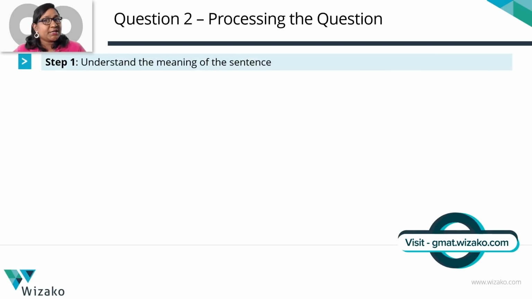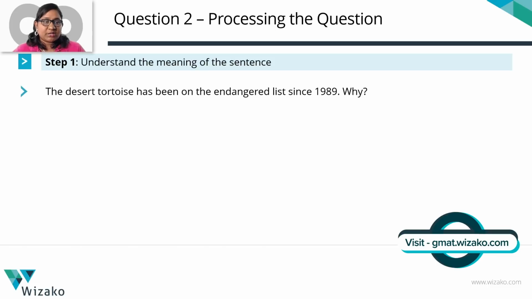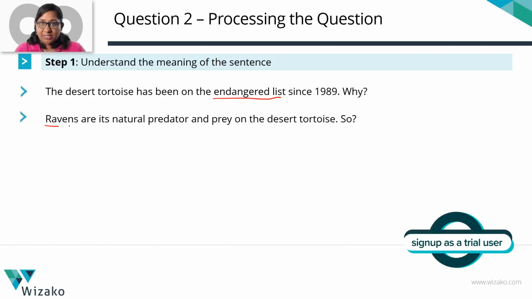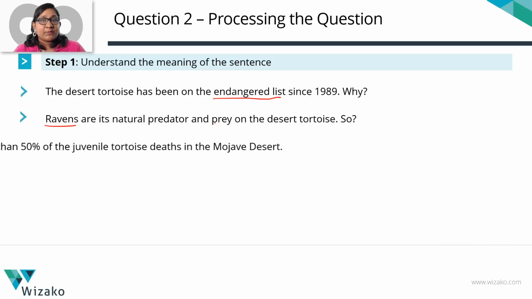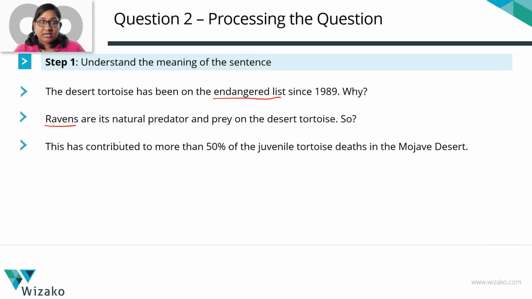Alright? So what is the sentence talking about? We're talking about the desert tortoise. And we know that the tortoise is on the endangered list. Okay, why is it endangered? Because it's being preyed on by ravens. And ravens are its natural predator. And what else do we know? We know that ravens preying on desert tortoises has contributed to more than 50%, because it says more than half of the juvenile tortoise deaths in the Mojave Desert. Right? Okay, so these are the 3 bits of information that you need to convey through your answer option. Let's look at the answer options.